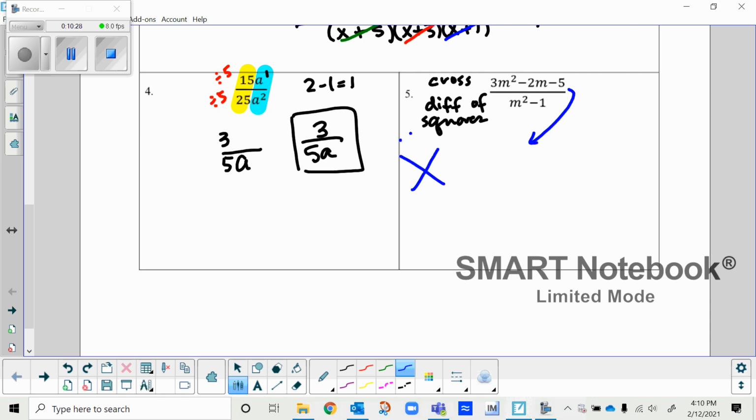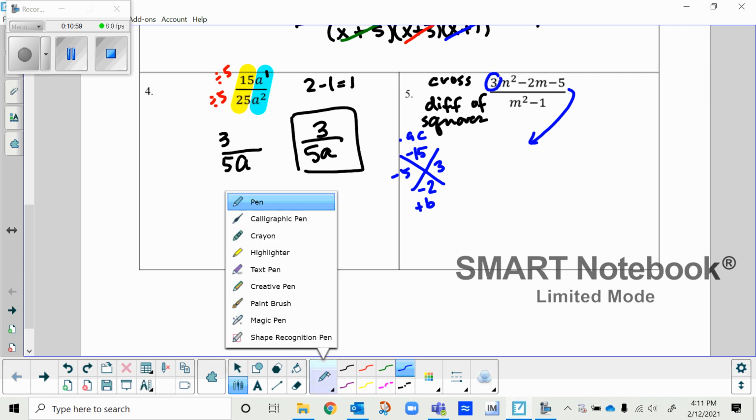We want to know what multiplies to AC and adds to B. A is 3, C is -5, so multiplying those gives me -15, and B is -2. So the two numbers that are going to work here are -5 and +3. Now, since the A value is not 1, we have to do the long method, not the short method. The long method is where we do grouping.